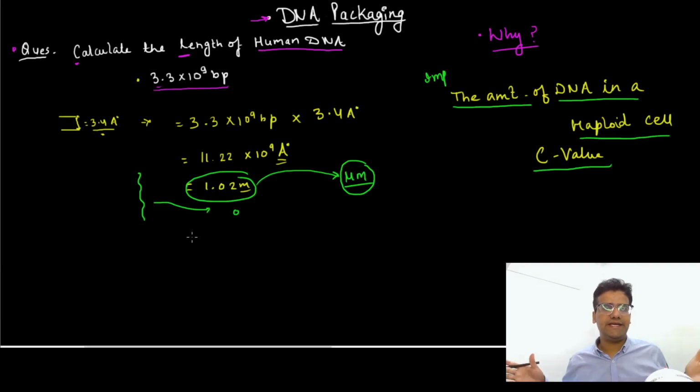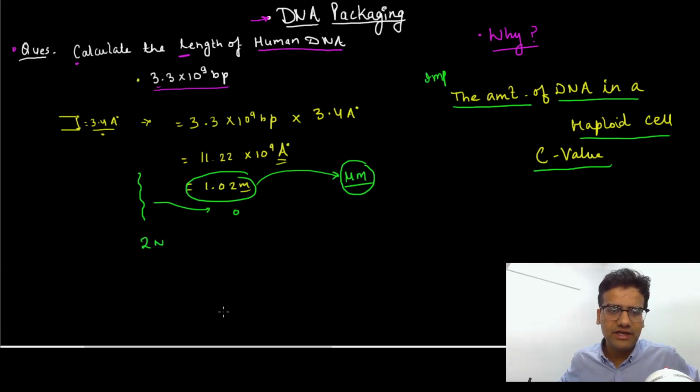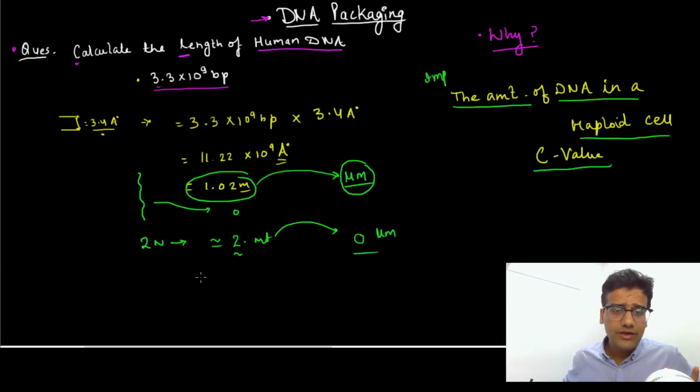This DNA, which is pretty long, around 1.02 meter in a haploid cell, means 2 point something meter in a diploid cell. Most of the cells of our body are diploid cells. So in a diploid cell, the length of the DNA would be nearly 2 meters. This 2 meter DNA has to be fixed in a cell whose size ranges in micrometers. So in order to do this, we have to fold this DNA. Therefore, DNA packaging is one of the most important topics for molecular basis of inheritance.